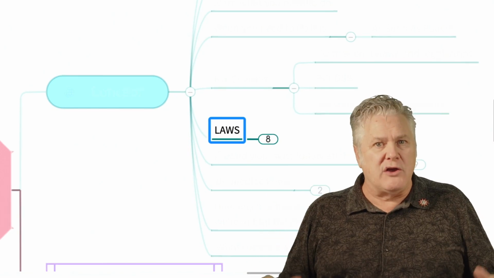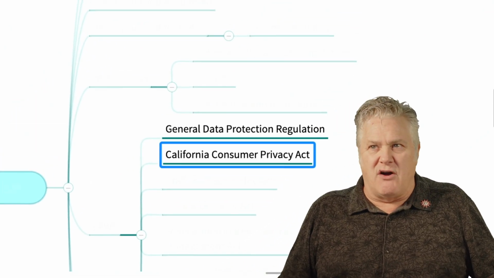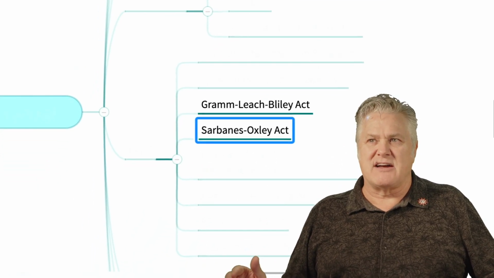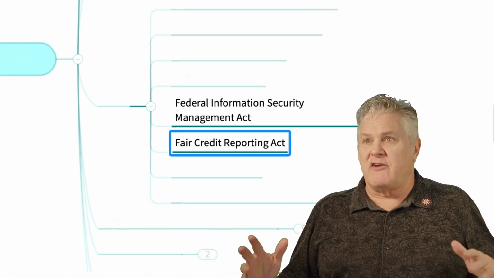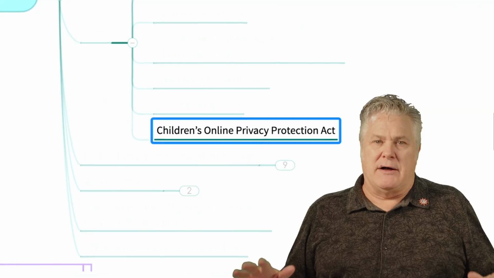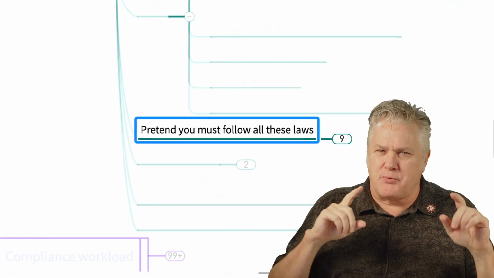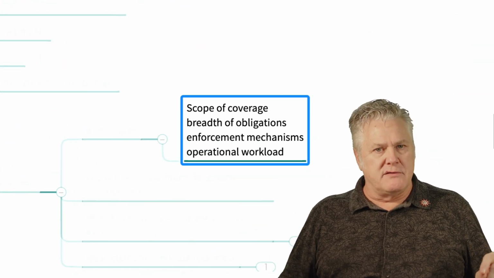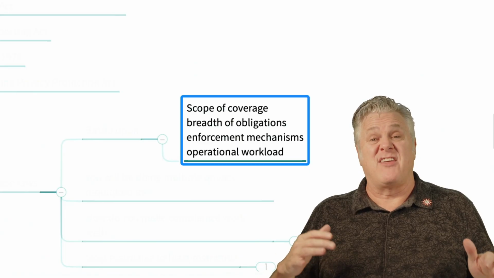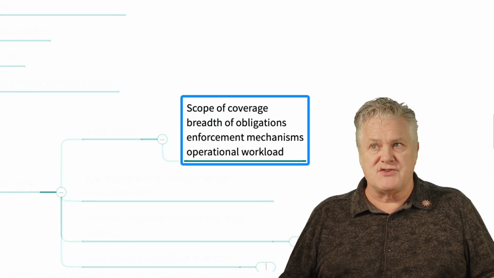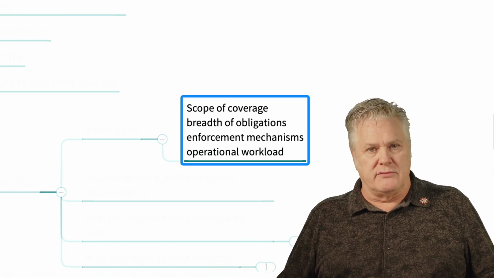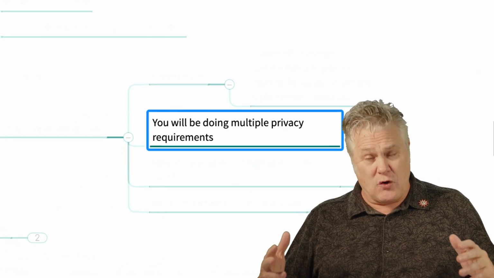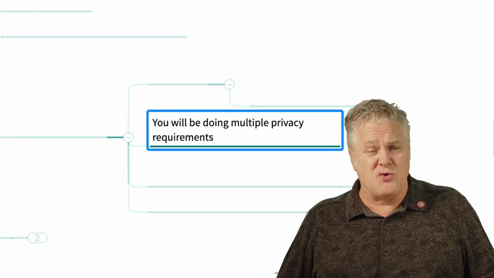So what laws are we going to cover? Well, GDPR, California Consumer Privacy Act, GLBA, Sarbanes-Oxley, FISMA, Fair Credit Reporting, Privacy Act, and COPPA. Pretend that you have to follow all of these laws based upon the scope of coverage, the breadth of obligations, enforcement mechanisms, and your overall operational workload. That's how you have to put it in place. So you're going to have to do this. It's going to be in place, and you're going to do multiple privacy requirements. It's going to happen to you.